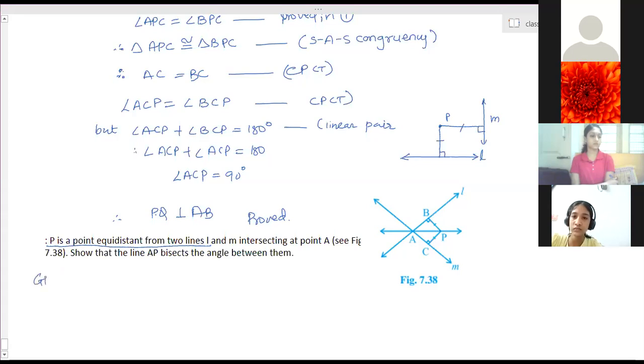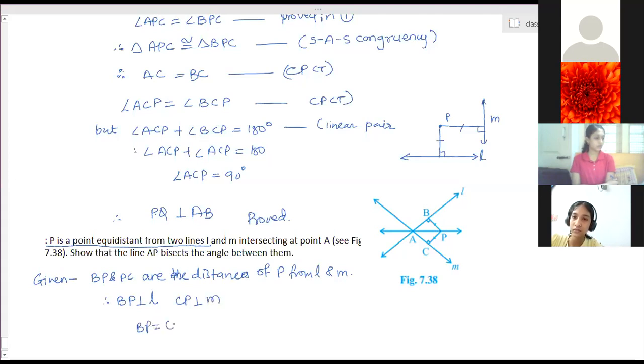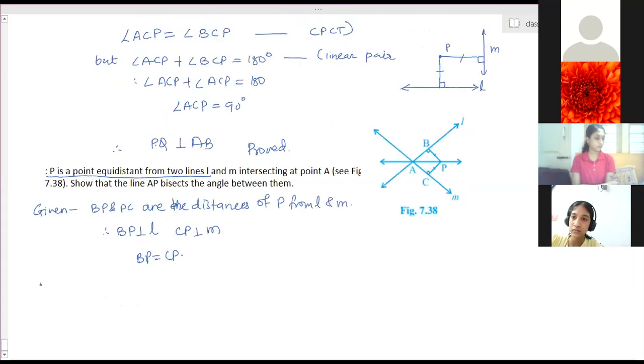Okay, so given BP and PC are the distances of P from L and M. So therefore BP is perpendicular to L, CP is perpendicular to M, and BP is equal to CP. This is the given thing, and we have to prove angle BAP is equal to angle CAP.